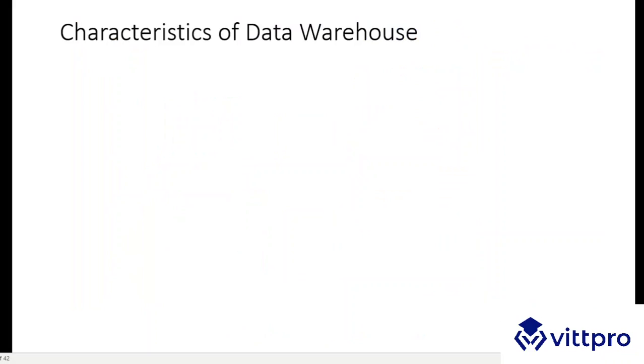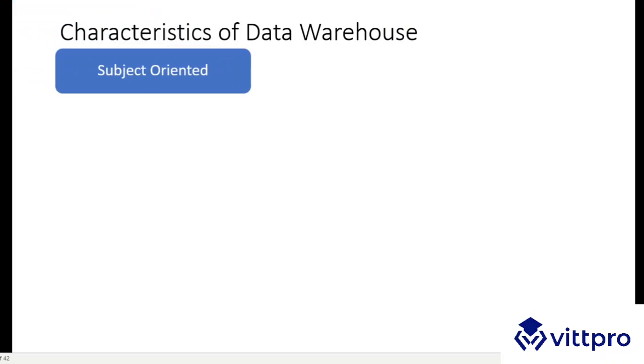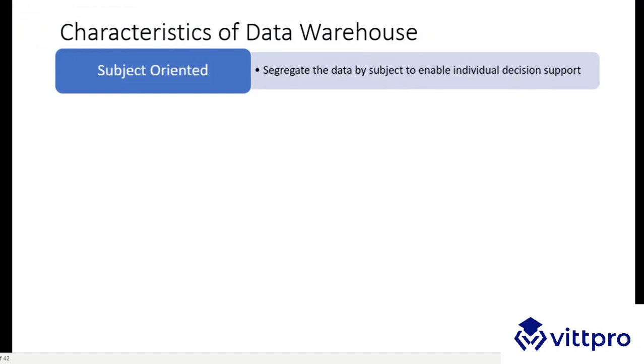Okay. So the characteristic of the data warehouse is that it's subject oriented. It means that we normally segregate the data by subject to enable individuals to make decision support. Right? Not like the whole data is available to everybody. It's all subject oriented and on a need-to-know basis. So for the sales data, the salesperson only gets access to whatever data he needs, not the entire data.